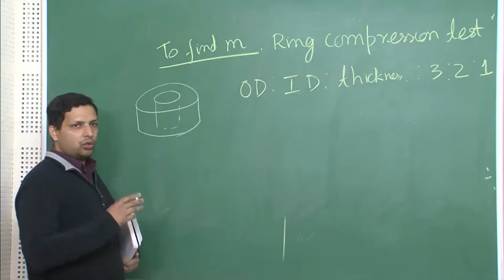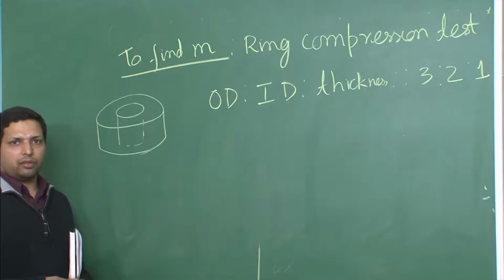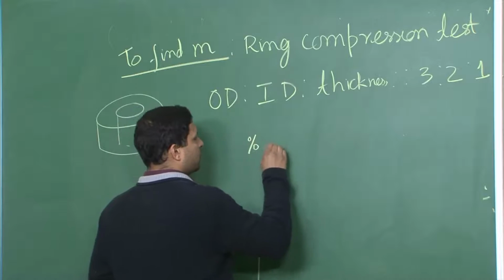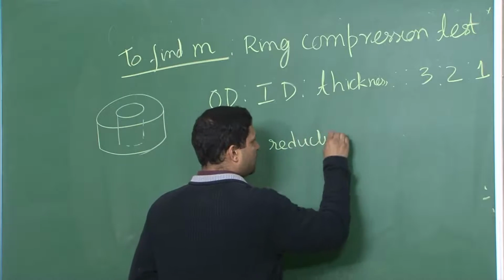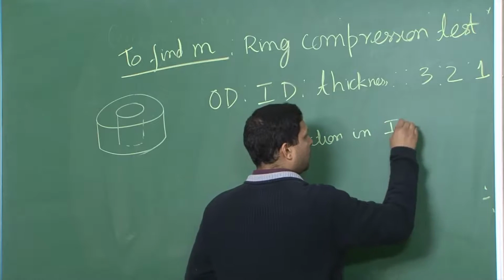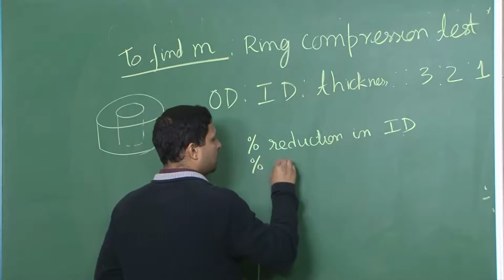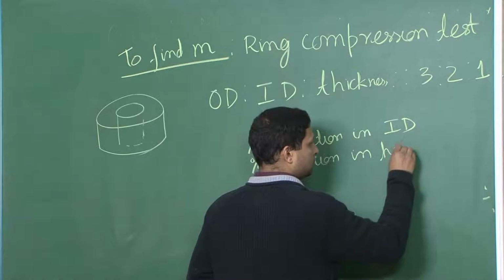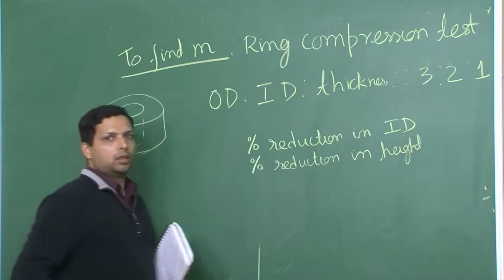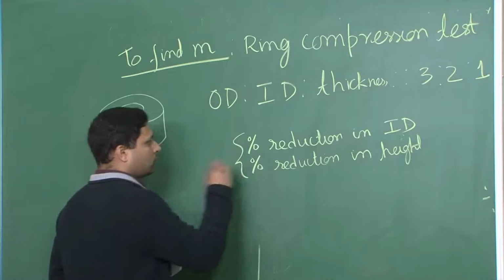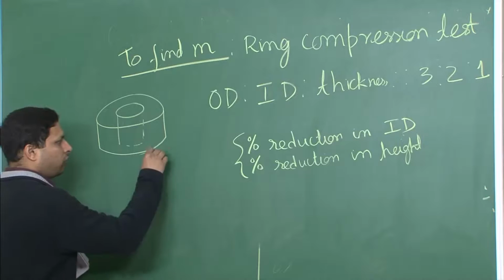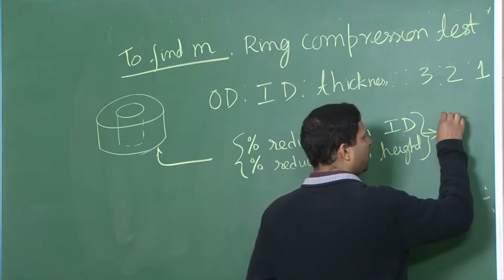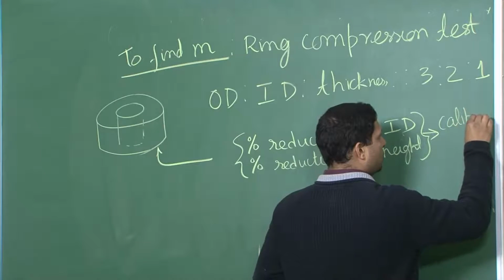Now, once you have it, you deform it in the same condition that you would have deformed your own sample, and then what you need to measure is percentage reduction in inner diameter and percentage reduction in height. Once you get this information experimentally for this particular ring, there is a calibration curve and you compare it with that calibration curve to obtain m.